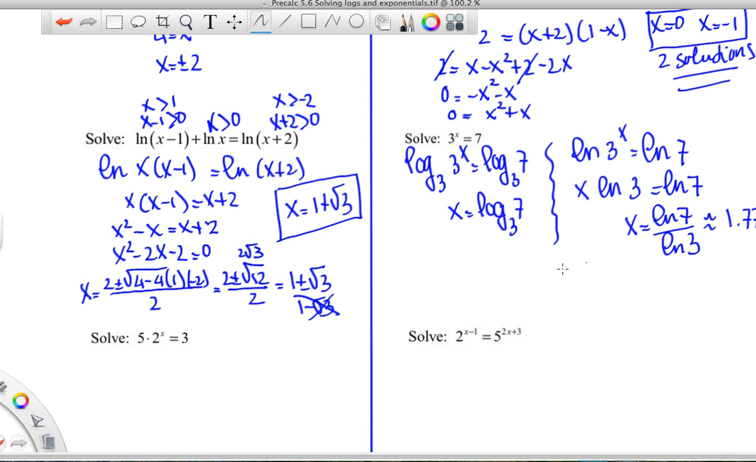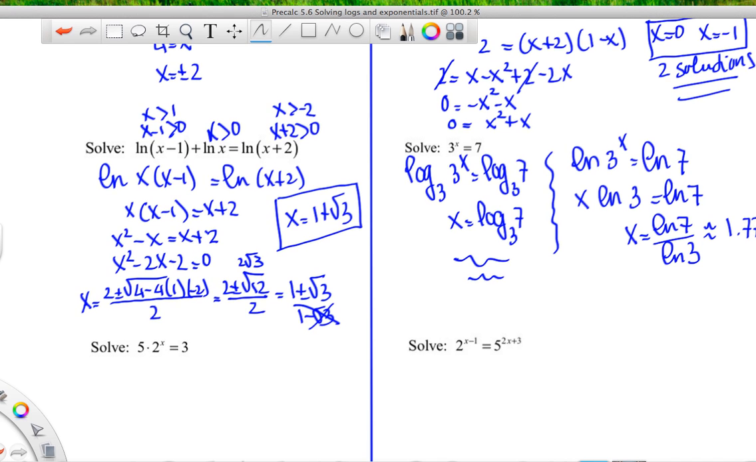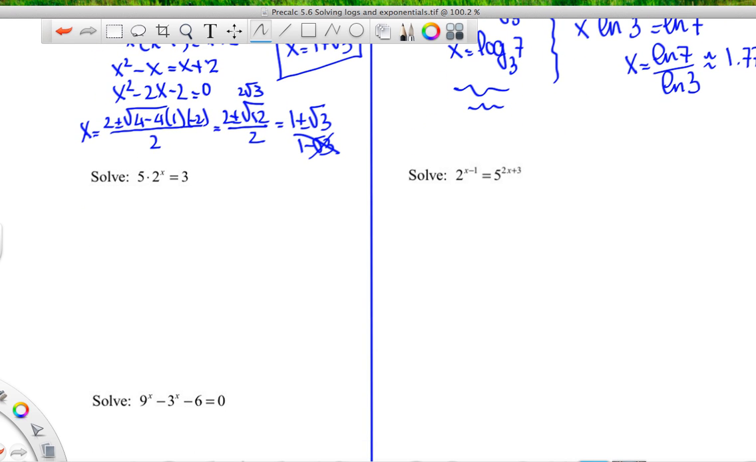So two answers. This is the more accurate answer, because it is exactly log 3 of 7. So keep that in mind. A lot of these, I'll try to solve them both ways if I can, and then we'll move on and see what happens.